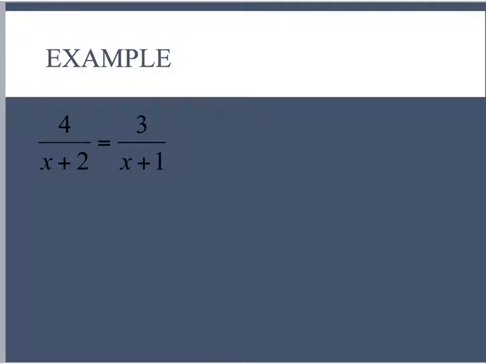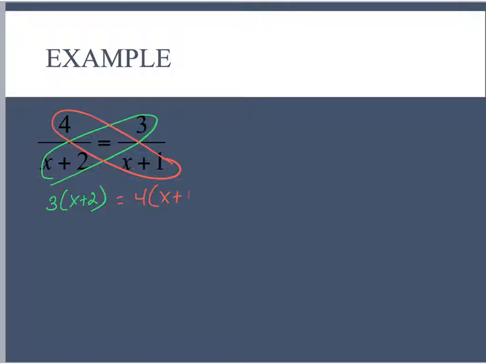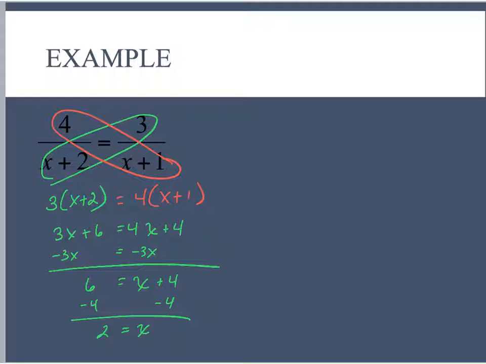This is a rational equation that we will solve using proportions. Now, when you do proportions to solve, you can use cross products. So we have 3 times the quantity x plus 2. We know that will equal 4 times the quantity x plus 1. We're going to go ahead and solve this. As you can see, x equals 2.